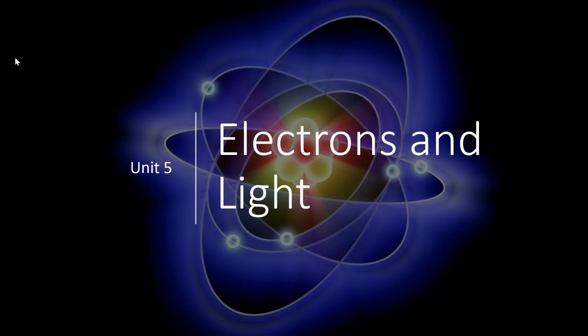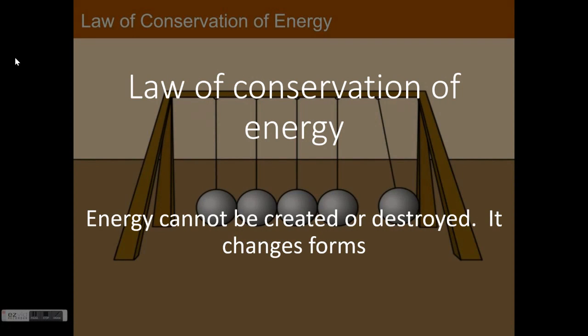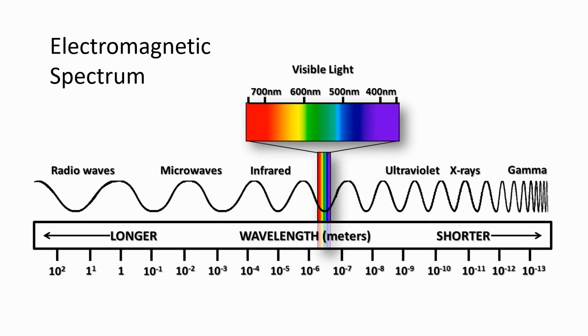All right, so we're going to start electrons and light this unit. The law of conservation of energy. If you've ever seen one of these Newton's cradle ball and string things where you pull the ball from one end and then on the other end it'll transfer the energy and make the other end go up, that is hopefully describing how energy cannot be created or destroyed, that it changes forms.